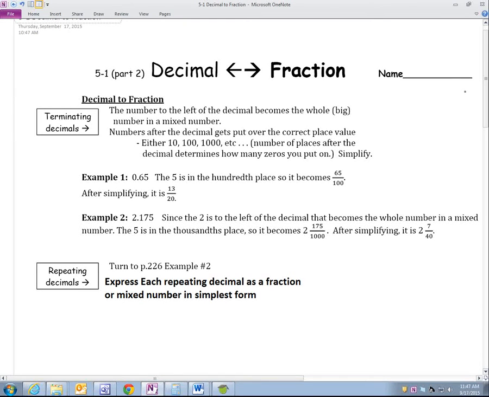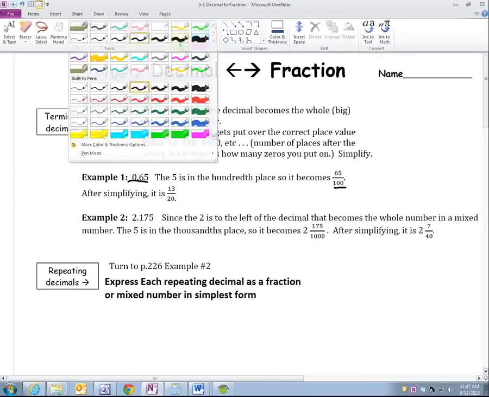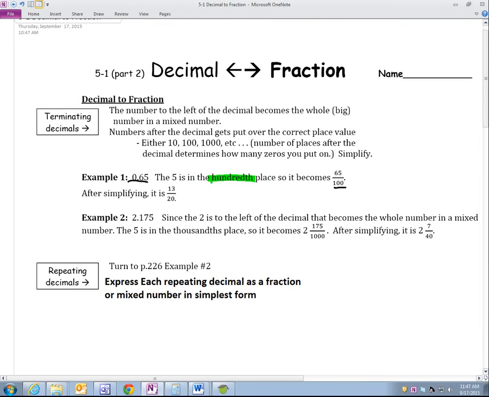It determines how many zeros you put in, and then simplify. For example, for this first one, we have 0.65, and the 5 is in the hundredths place, so it becomes 100. Now notice that it says hundredths place, and look what that is, 100. Okay?